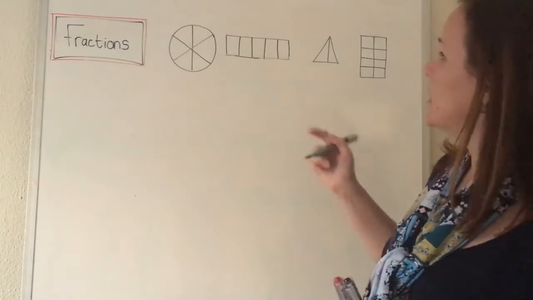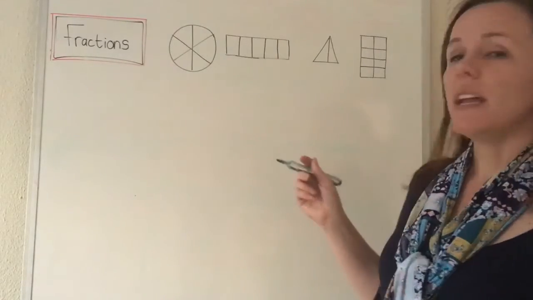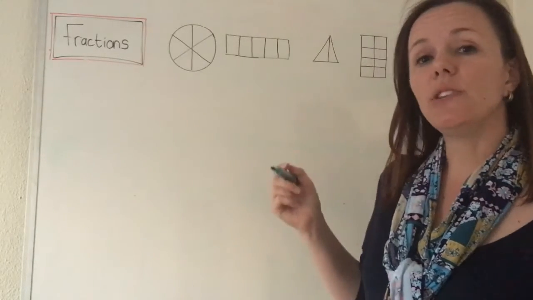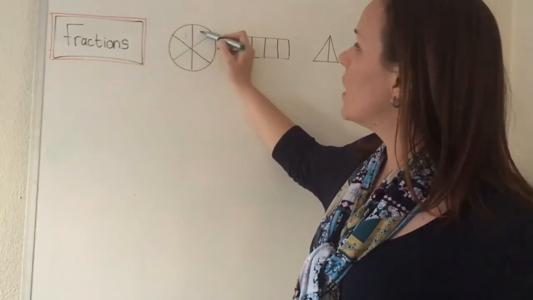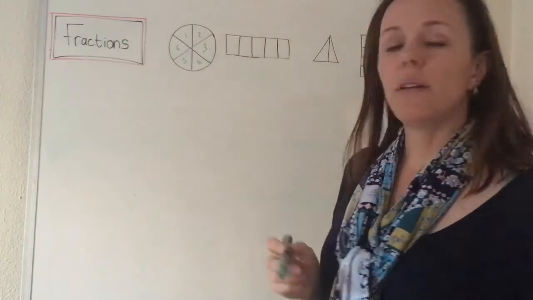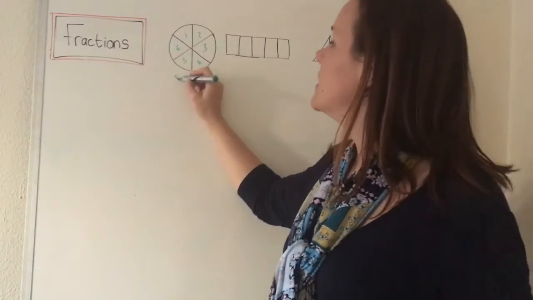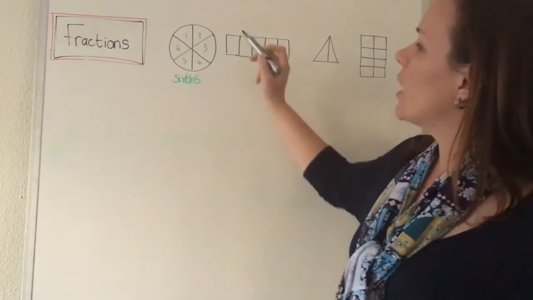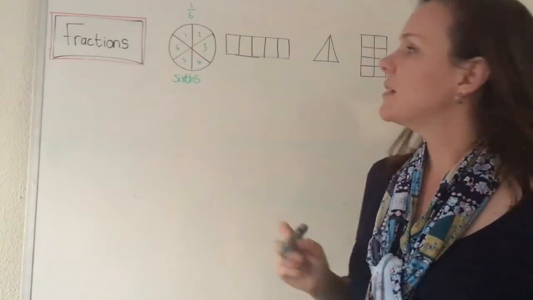So let's look at these pictures here. You can see that we can divide different shapes into fractions. To see what fraction it is, we need to count the parts. If we look at this circle, we have 1, 2, 3, 4, 5, 6 parts in that circle. So those fractions are known as sixths. One part of that circle will be 1/6.